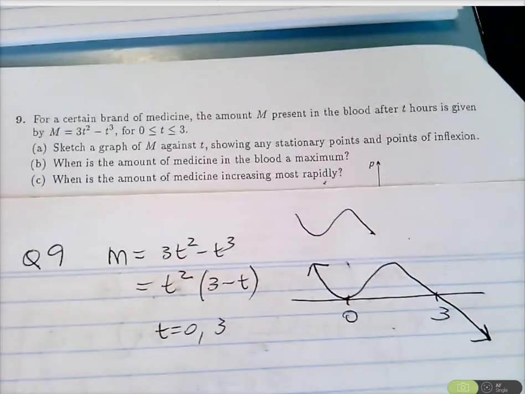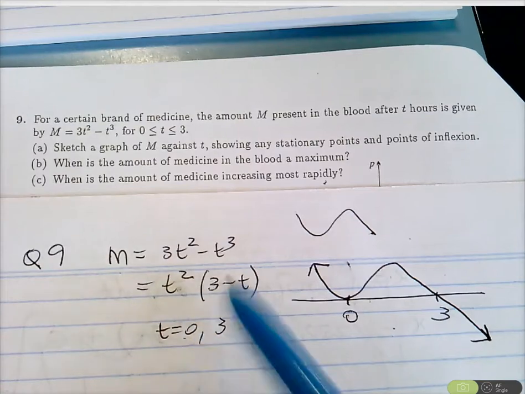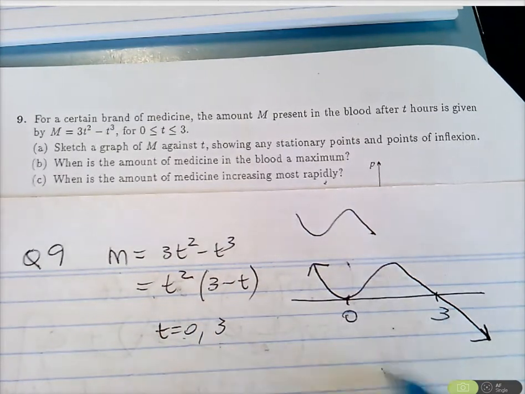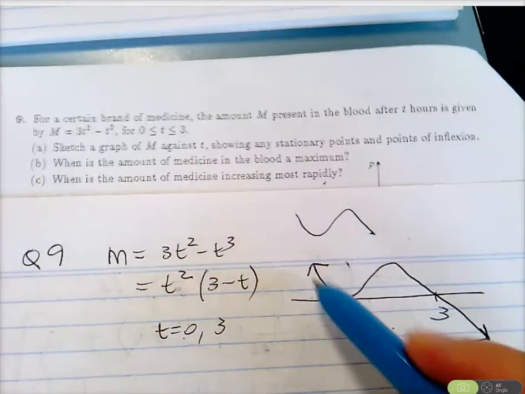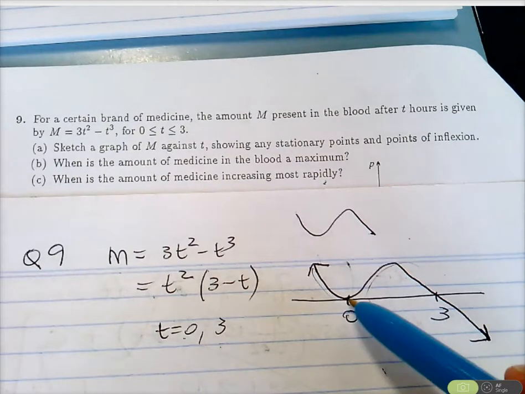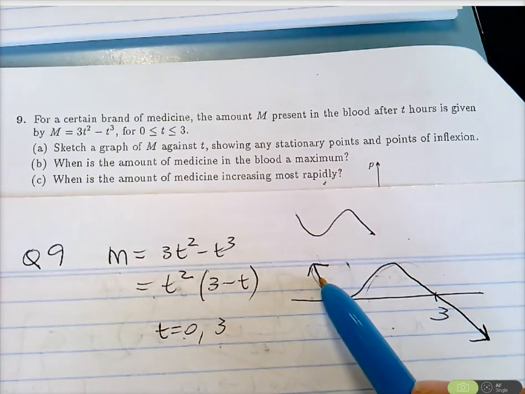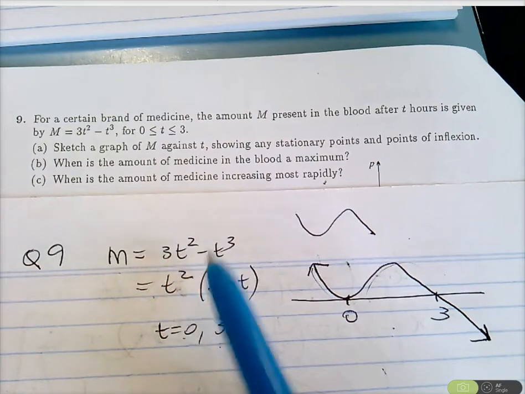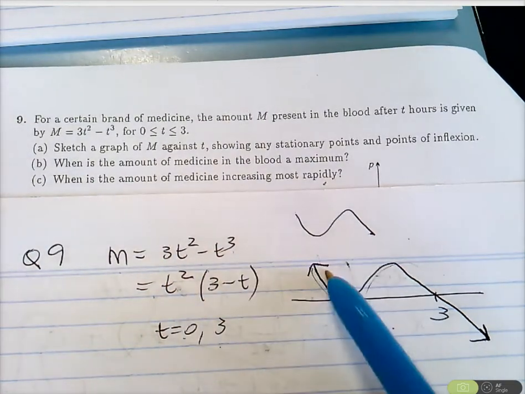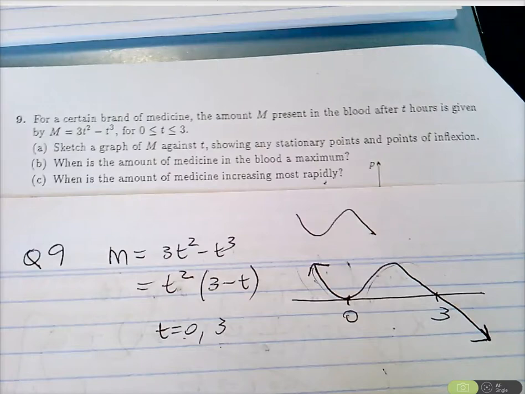Negative cubic, so it looks like that. You've got a double root at 0 and a single root at 3. So the double root bounces off, but you have to have that shape. The other thing is, if you're not sure, substitute something like t is -1, and you will get a positive answer up here. That's what the curve looks like.